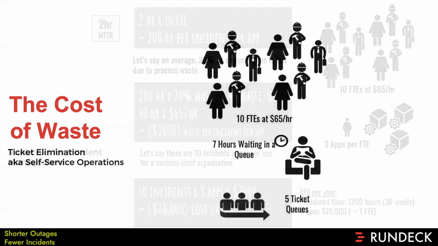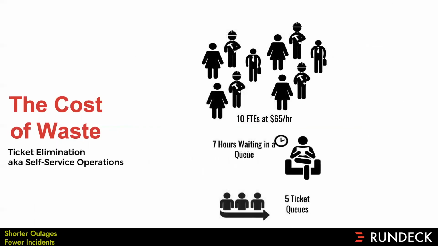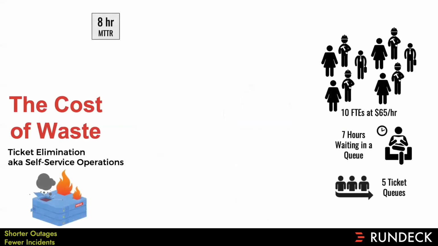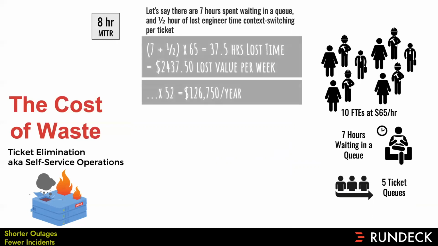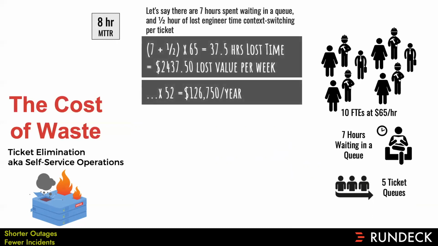Another one might be ticket elimination. I think this is one of my favorites, where what we're doing is we're trying to get people out of queues, which are extremely common inside of an organization. So again, I'm going to use 10 FTEs. I'm going to use, again, what I think is a very conservative number of $65 an hour per FTE, or about $130K a year. And we're going to estimate that people wait about 7 hours in a queue for an 8-hour MTTR. So if we use 5 tickets and we're talking about half an hour of lost engineer time context switching.